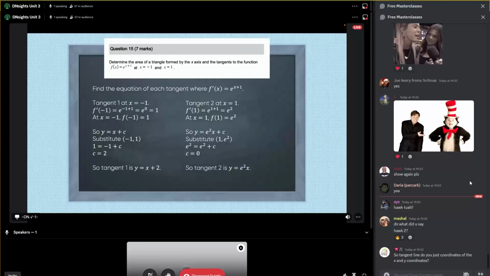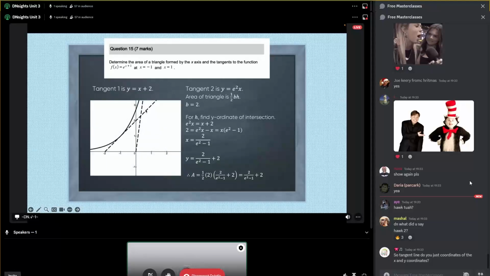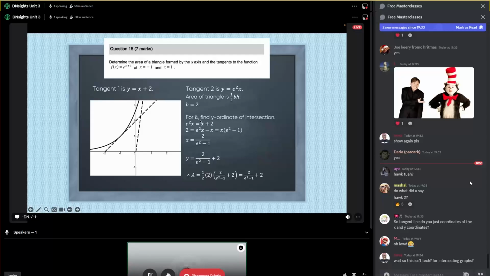Now that we've got those two, let's look at them on a graph. This is my curve. This is the first one, x plus 2, because that's a y-intercept. And then this is e squared x, y-intercept is 0. So what I've done is I know area of triangle is base times height over 2. So the base here is 2 units, and the height here is just the y value. So I can find that using the intersection.